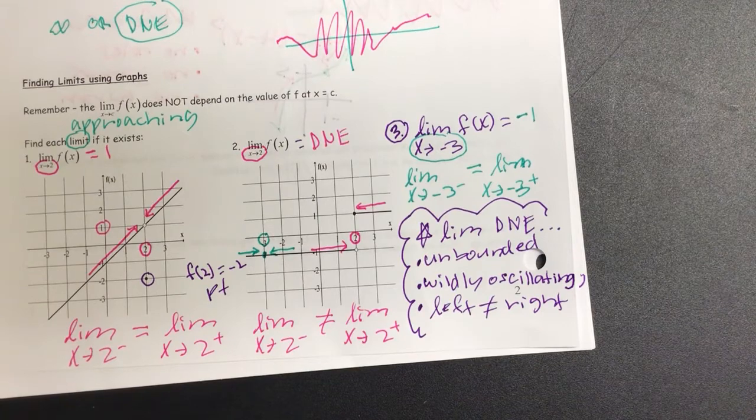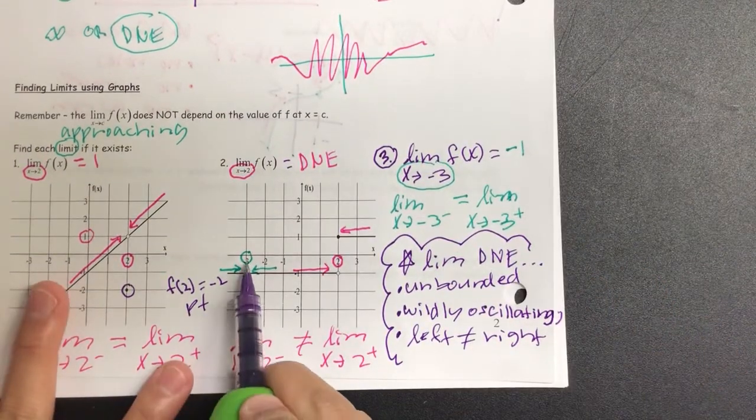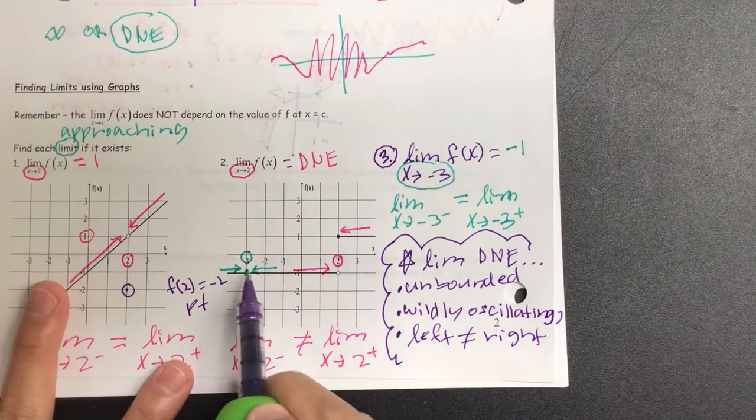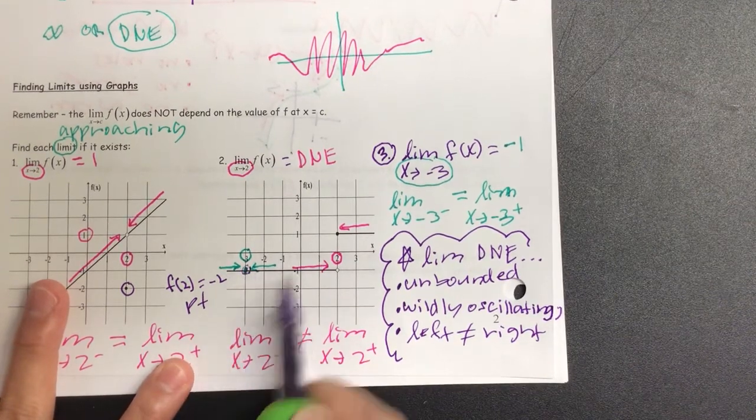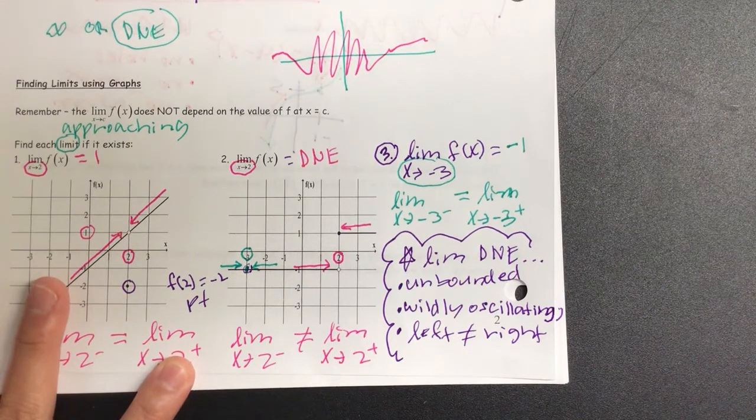Yes, ma'am. On the third one, how did you get negative 1? Negative 1 came from, as we go from the left and the right, we're both approaching negative 1 of the y value, because f of x is represented by the y value.